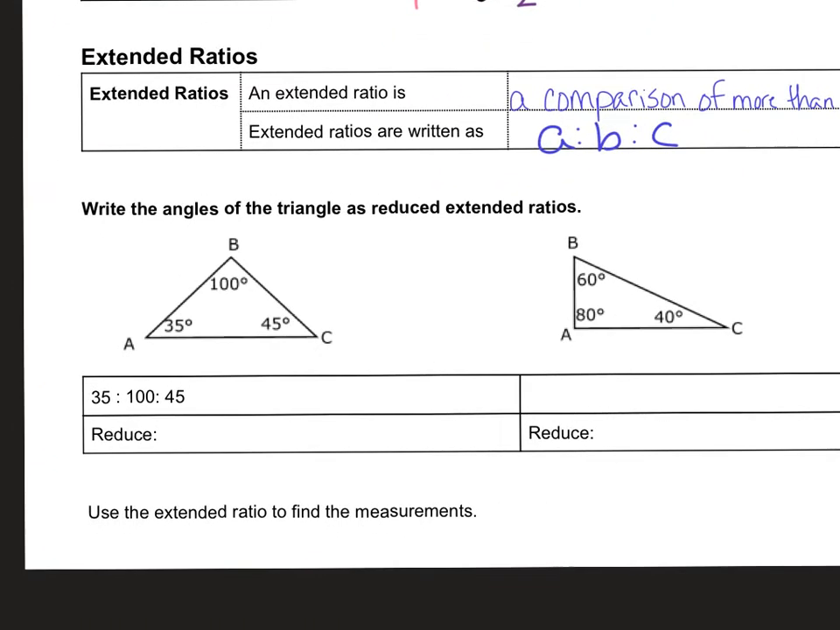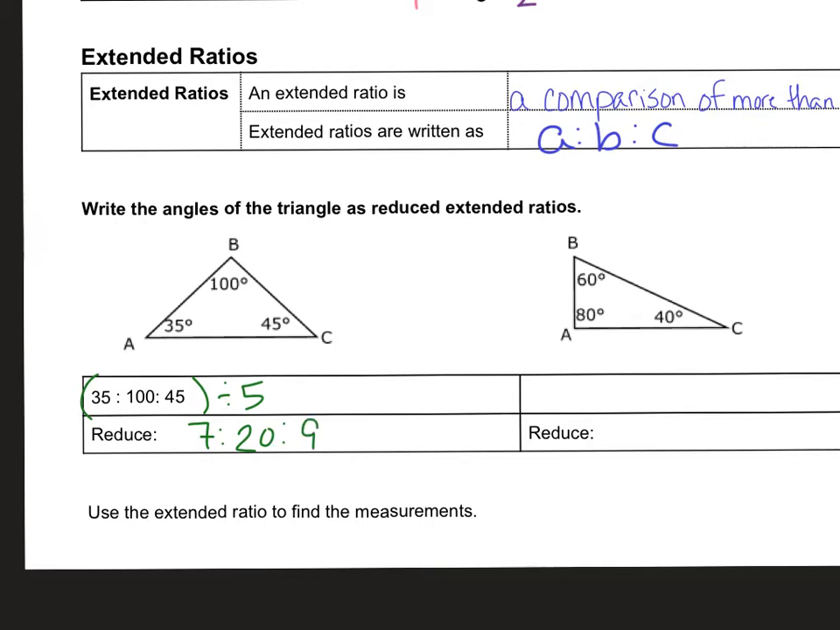So here it says, write the angles of the triangles as reduced extended ratios. Here we have the angle measurements of triangle ABC. We have 35, 100, and 45. Now we're going to reduce this because we always want to have these values reduced. So we've got to see, 35, 100, and 45. These are all divisible by 5. So this is going to leave us with 7, 20, and 9.